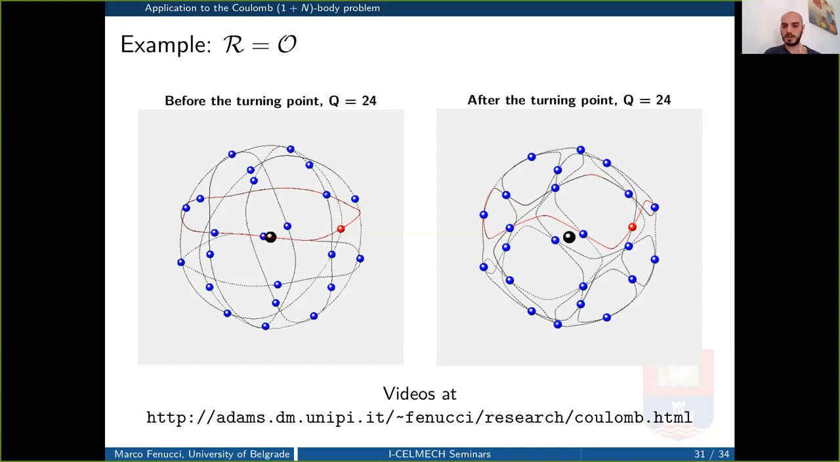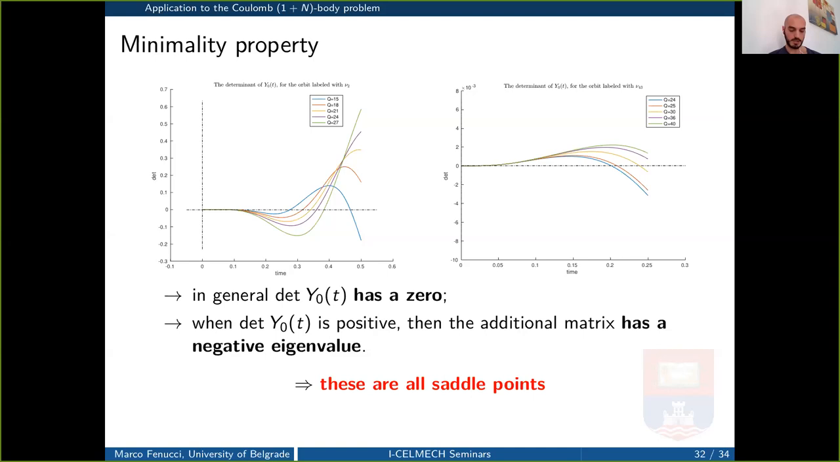And here, what about the minimality? We can do the same. We compute the solution of the Jacobi differential equation, and we compute the determinant. And in general, we see that there are zeros of this determinant, so these solutions are not local minimizers. But it can happen that for some values of the central charge the determinant is positive, as in this example on the right, where for the purple and the green curve we don't have any zero. So in this case, we have to compute also these additional matrices, compute the eigenvalues, and see what happens. And here we saw that there is always a negative eigenvalue. So the second variation is not positive definite, which means that these orbits are all saddle points.